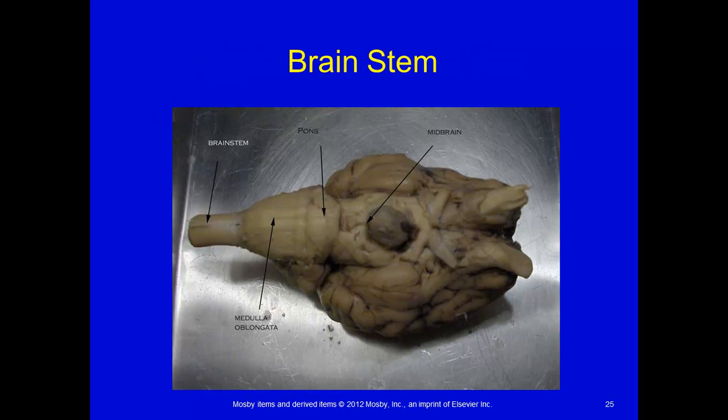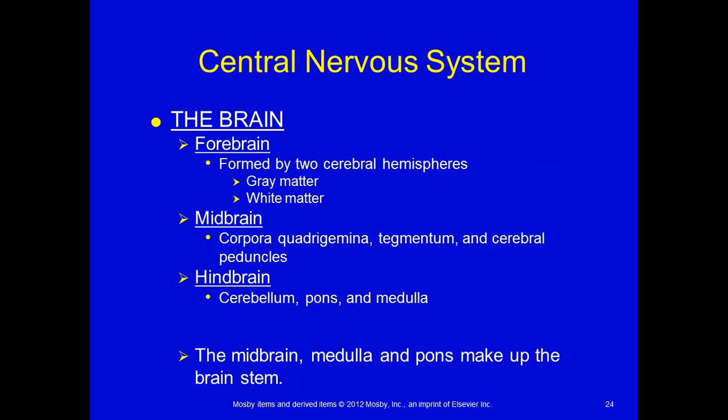Okay, so the central nervous system, we're totally switching gears here, right? We're getting away from that functional stuff, and we're talking now about the structure of the central nervous system. So the central nervous system is made up of, obviously, the brain. It contains the forebrain, the midbrain, and the hindbrain. The forebrain is formed by the 2 cerebral hemispheres, right? And we know that the cerebral hemispheres are made up of 2 different types of matter, gray matter and white matter.